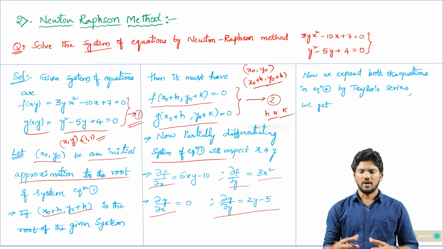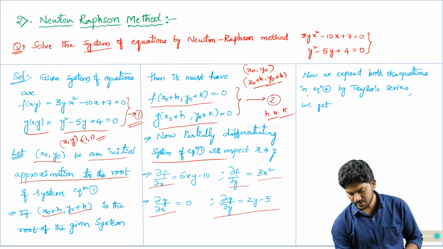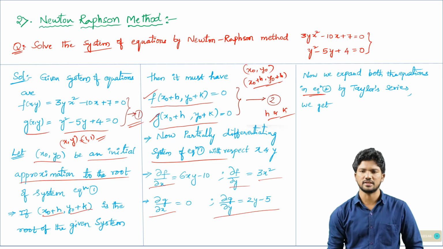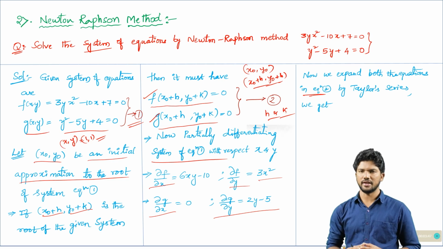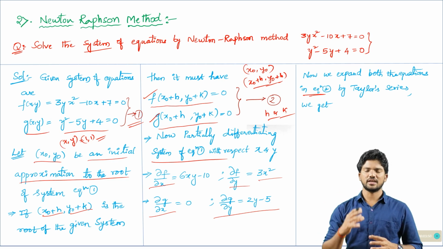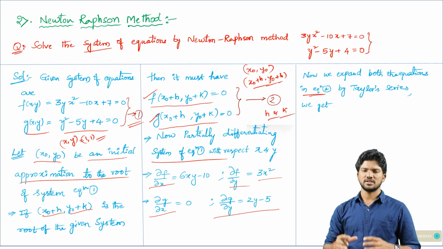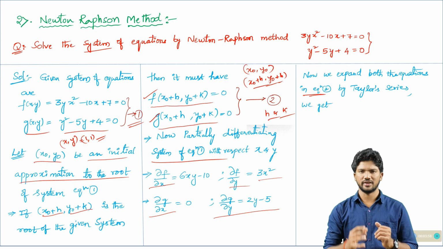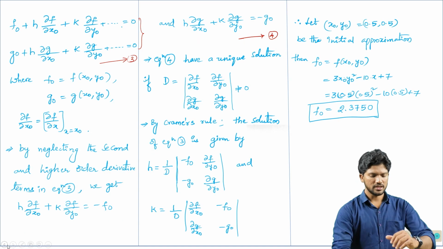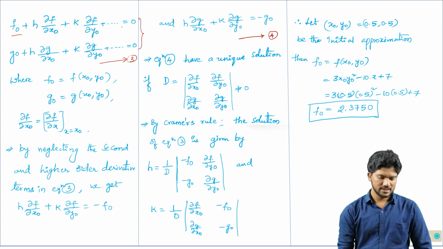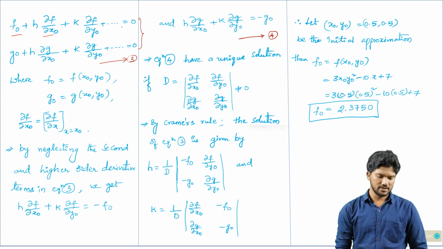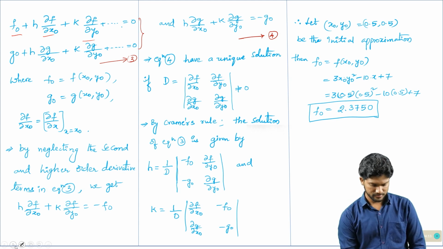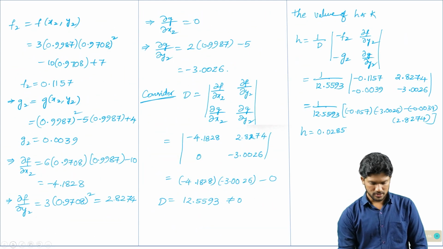Now we expand both equations, this equation and this equation in equation number 2, by using the Taylor series. To get the solution of the given system of equations by the Newton Raphson method, we have to expand equation number 2 with respect to the Taylor series. You know very well the Taylor series expansion. Therefore f naught plus h into dou f by dou x naught plus k into dou f by dou y naught. Actually, what is the original Taylor series? You can see here.